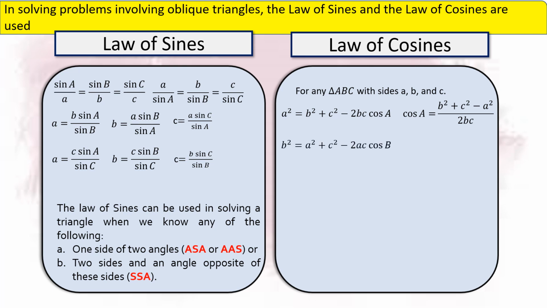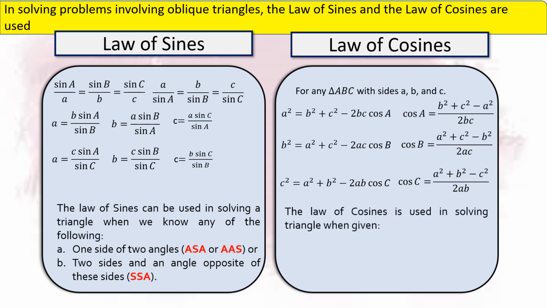If we are looking for the side B, we can use B squared is equal to A squared plus C squared minus 2AC times cosine B. If we are looking for the angle B, we can use cosine B is equal to A squared plus C squared minus B squared all over 2AC. If we are looking for the side C, we can use C squared is equal to A squared plus B squared minus 2AB times cosine C. If we are looking for the angle C, we will be using cosine C is equal to A squared plus B squared minus C squared all over 2AB.